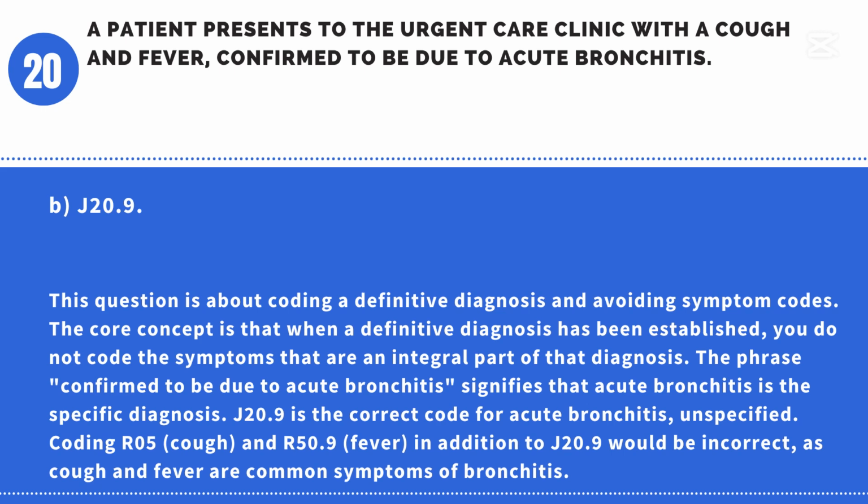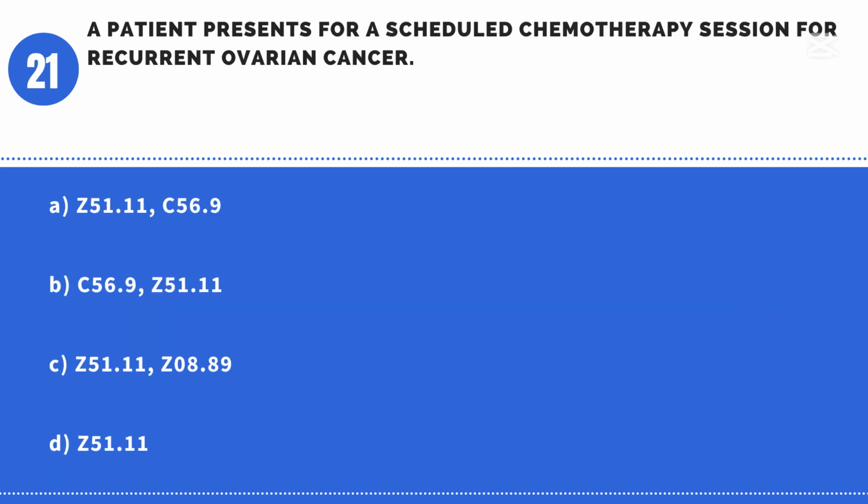of bronchitis. Question 21. A patient presents for a scheduled chemotherapy session for recurrent ovarian cancer. A. Z51.11, C56.9. B. C56.9, Z51.11. C. Z51.11, Z08.89. D. Z51.11.